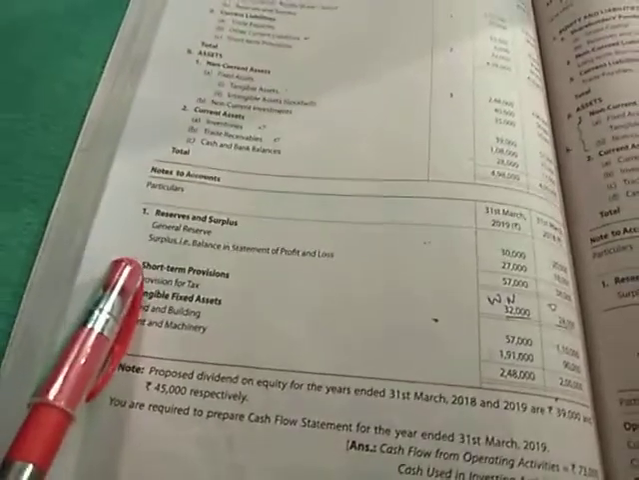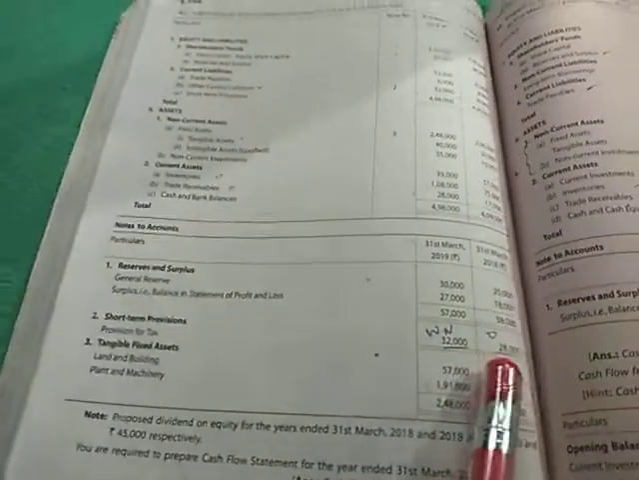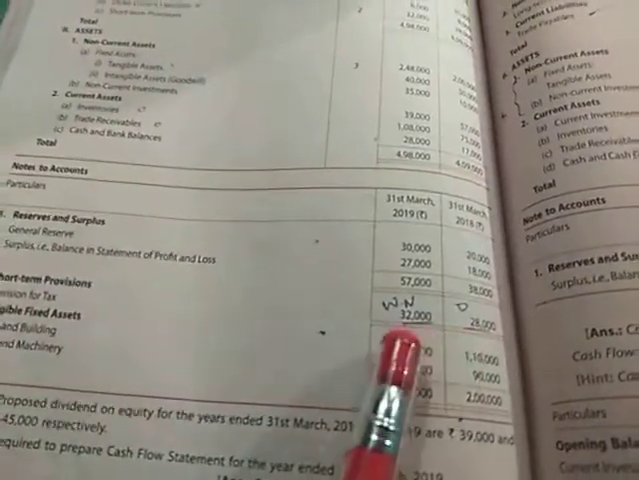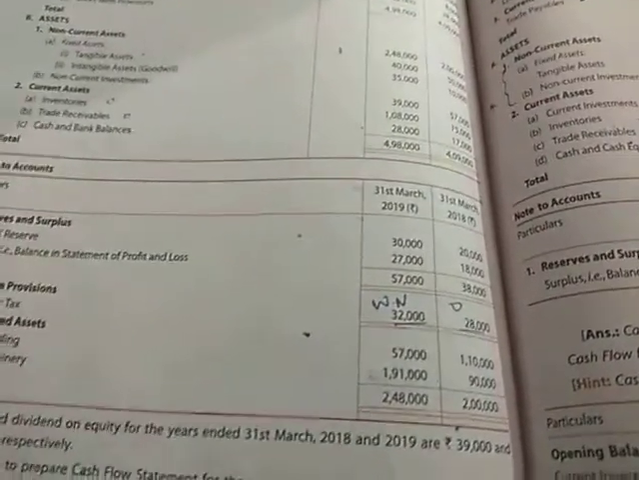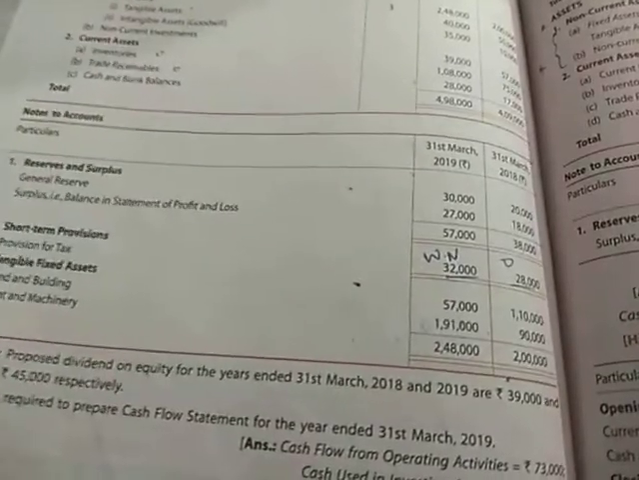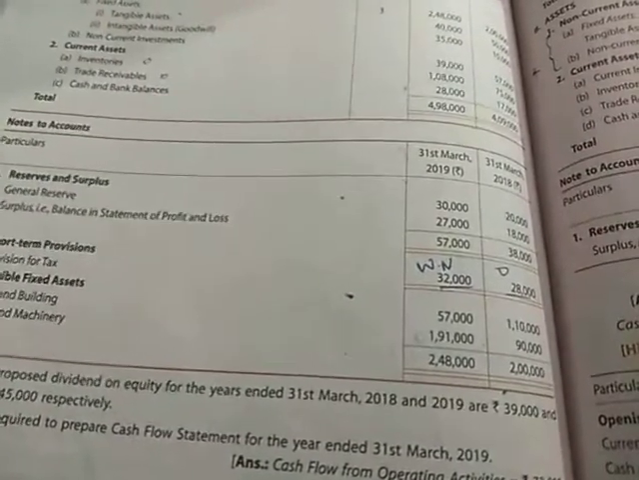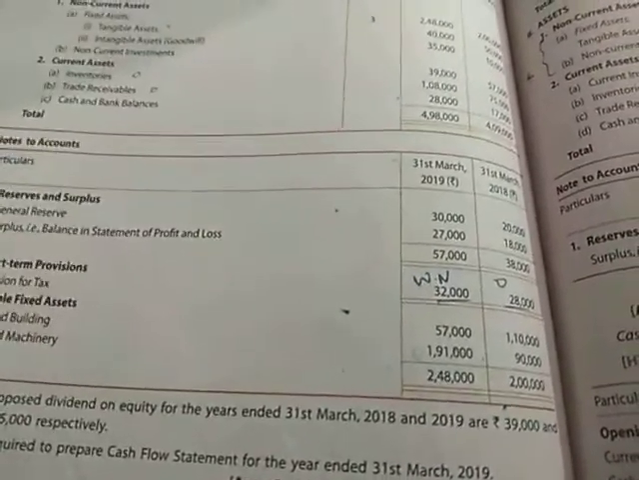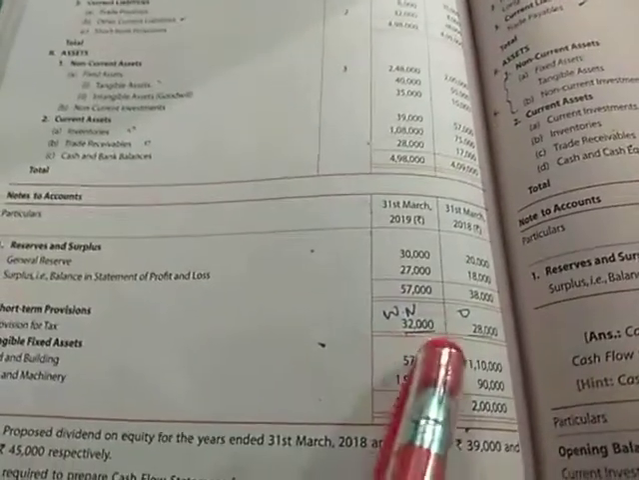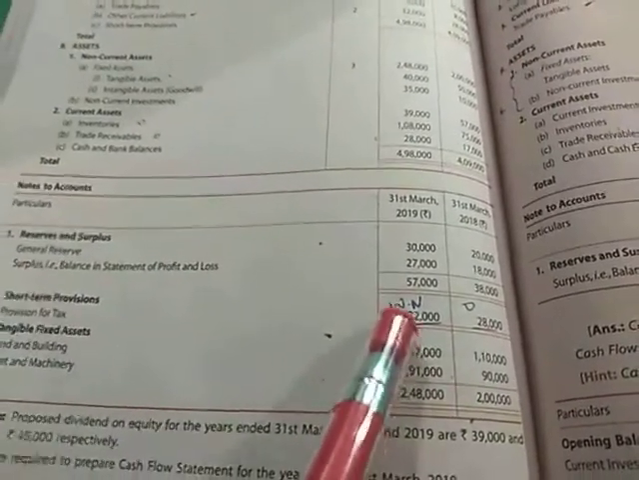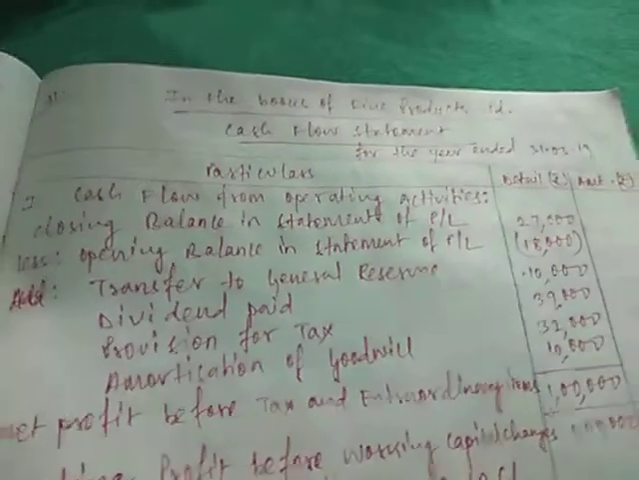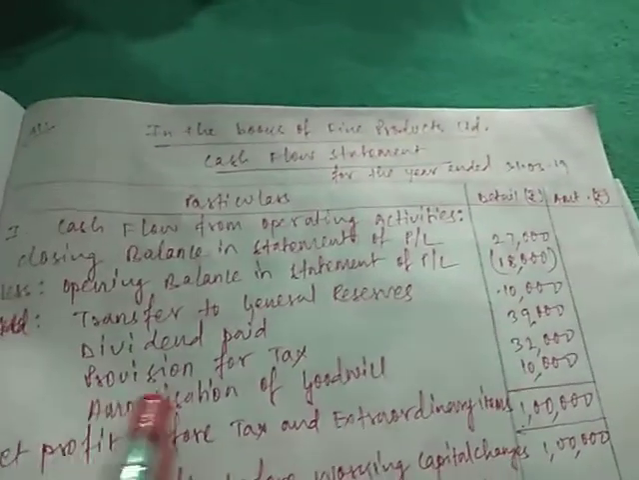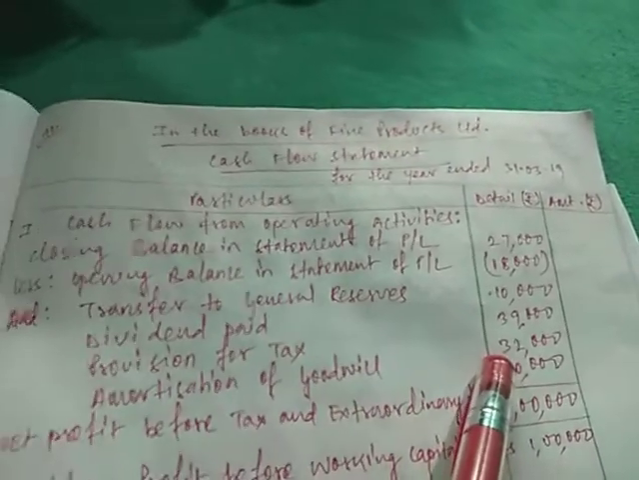Next, provision for tax. For provision for tax, you can see here it is given short-term provision for tax, 28,000 for the previous year and 32,000 for the current year. Now, please listen carefully for this. Provision for tax, while adding in the operating activity, will add the provision of the current year, because this provision for tax is made during the current year out of the profits. So we'll add the current year's 32,000. You can see here the provision for tax that I have added is 32,000, that is for current year.